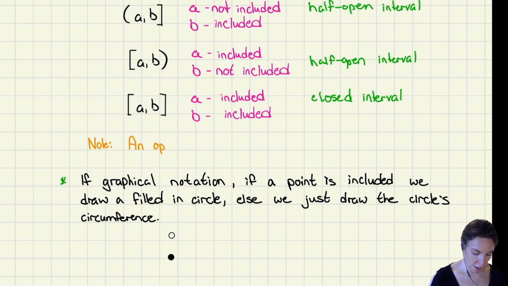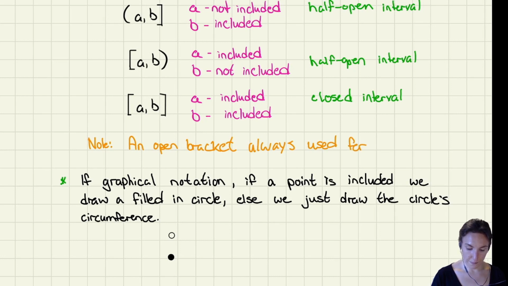So an open bracket, this is very important. A lot of people, including myself, originally when I posted this, somebody found my little oopsie, so I appreciate that. Open brackets are always used for negative infinity and positive infinity. And we're going to see a couple examples like that.